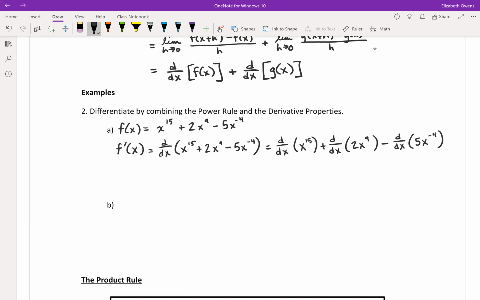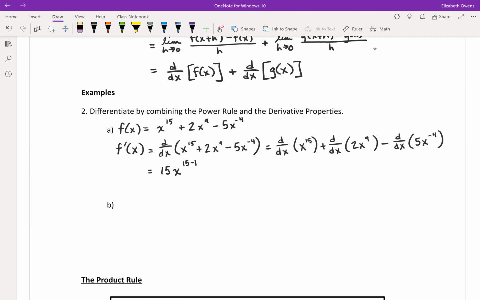And once we've done that, the first term here, the derivative of x to the 15th, is just a direct power rule. So we're going to bring down our little exponent there, bring it out in front as a coefficient. So bring the 15 out front, so 15, and then lower the power on x by 1. So 15 minus 1 is our new exponent there. Okay, so that'll do that derivative.